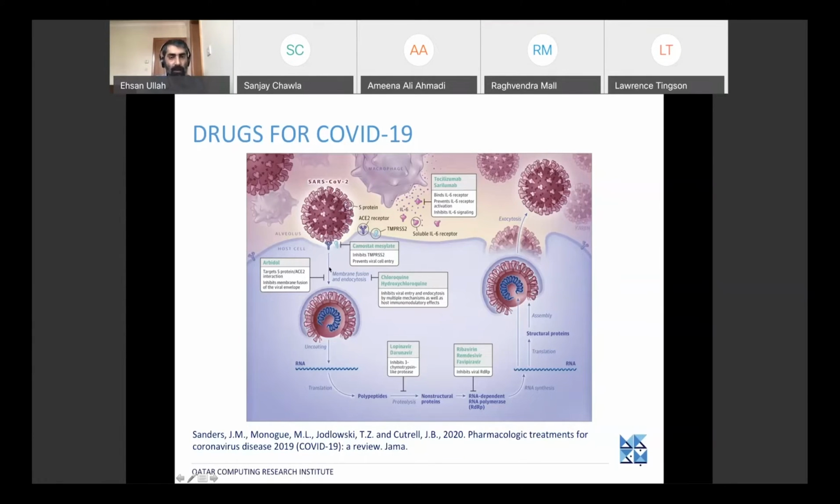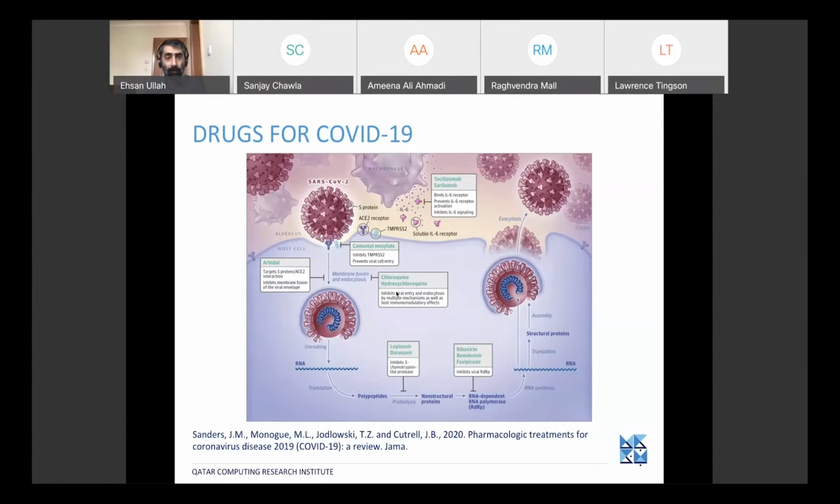Another possible target can be the proteins which are allowing the virus to enter the cell. The next possible thing is the inhibitors for proteolysis, which are converting the polypeptides into non-structured proteins. And the next potential target can be to inhibit the mechanism of production of RNA of the virus for generation of new viruses. So in this whole process, there are some educated guesses.